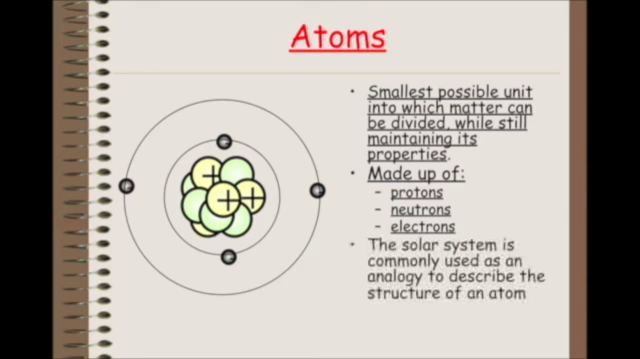Okay, the solar system is commonly used as an analogy to describe the structure of an atom. Now, almost everything we talk about in chemistry stems from atoms: what atoms are made up of, how atoms react, what they do, what's going on. It stems from the atom. So you do need to make sure you know what an atom is and what it means. So you need to make sure to write and highlight the word atom, and then also type out the definition, everything that is underlined in this slide.